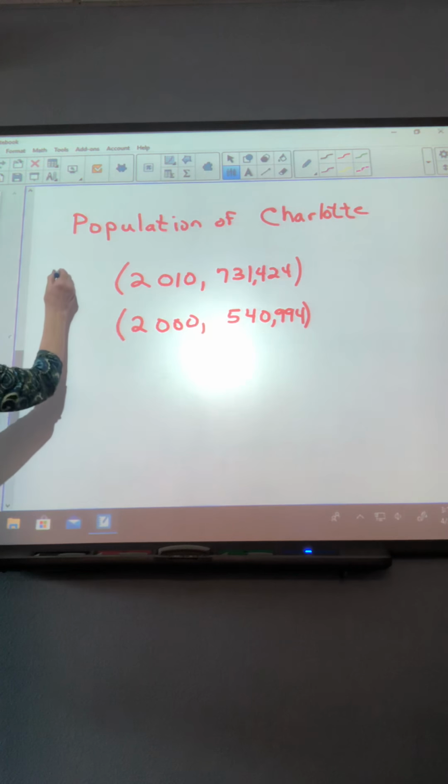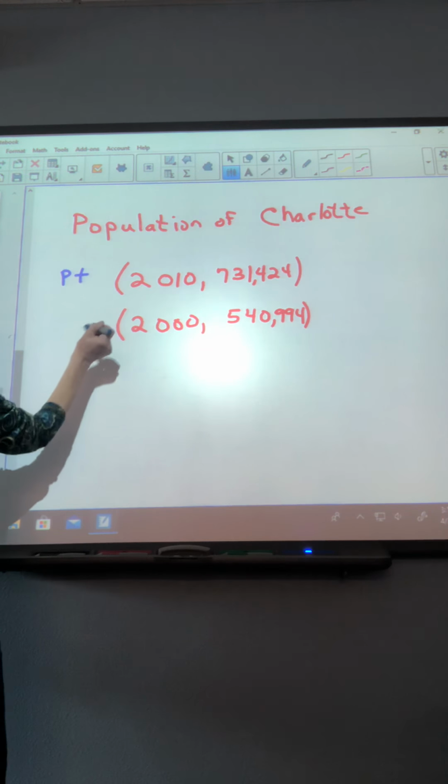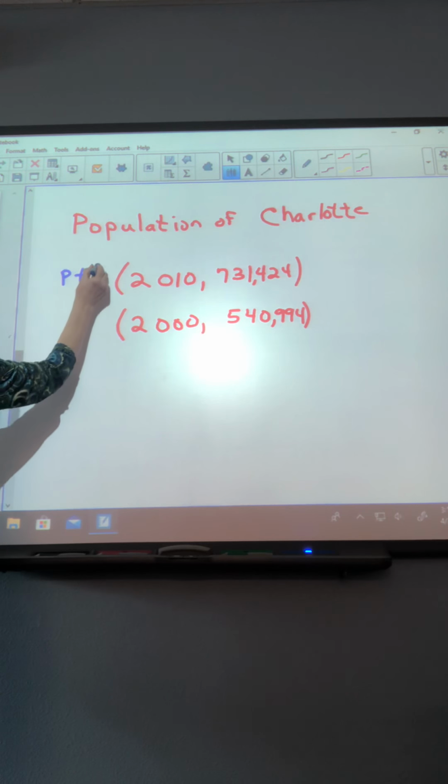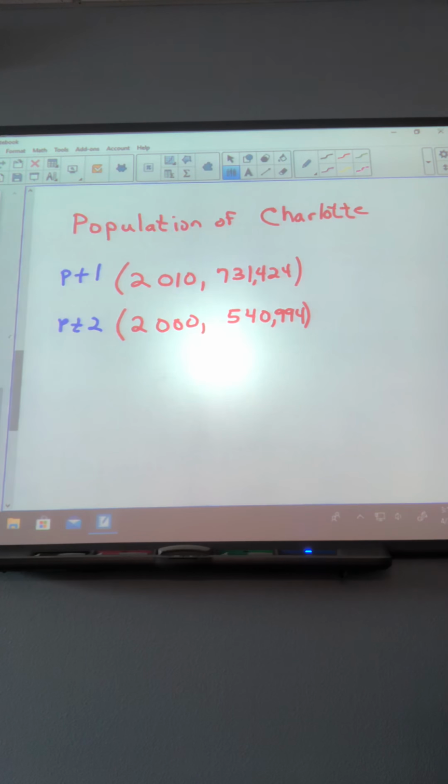And so again, we're going to start by just finding out, well, what would the slope be? And so if this is point 1, that should probably be point 2 though. Point 1, and if this is point 2, I'm going to see if this actually makes sense to do it this way.